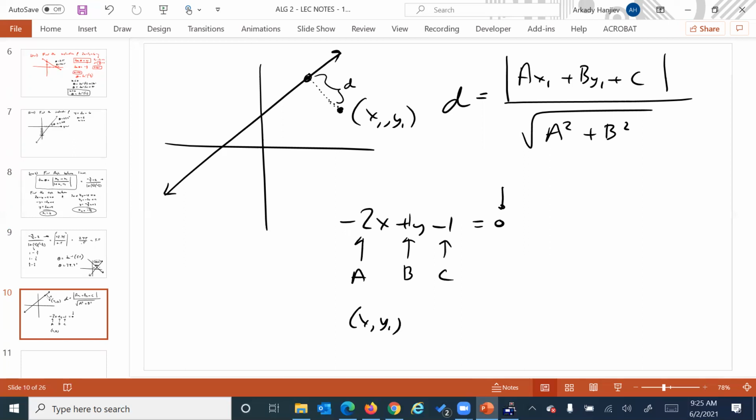Okay, I'm going to leave you with the formula. I'm going to give you guys homework though. Homework is going to involve you calculating that. All right, and we are done.